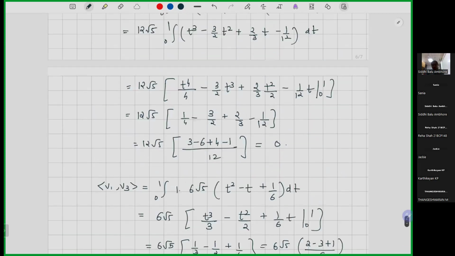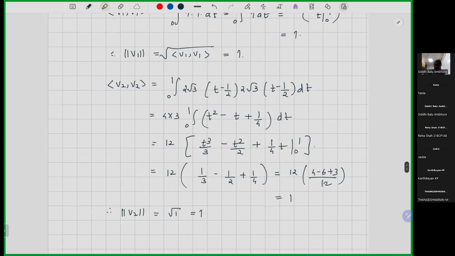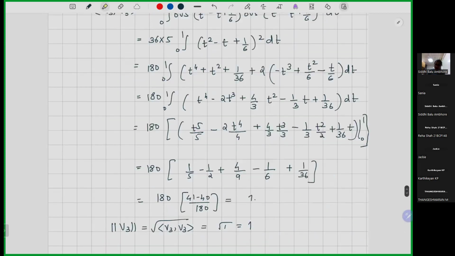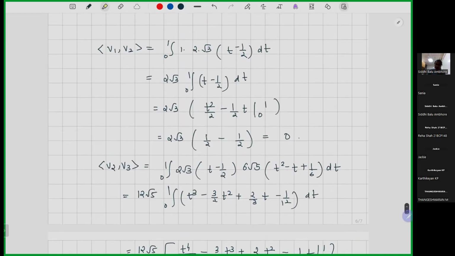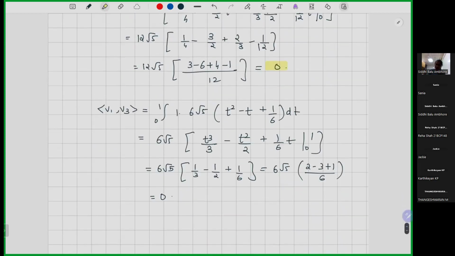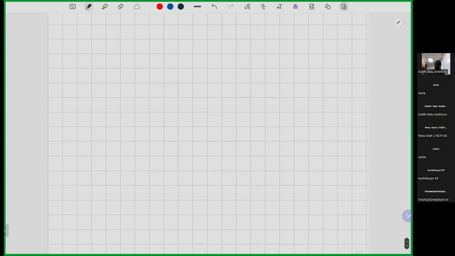Okay, so all the conditions that we got: the norm of V1 is 1, norm of V2 is 1, norm of V3 is 1, and the inner products of V1 and V2 is 0, V2 and V3 is 0, and V1 and V3 is 0. So these elements actually form an orthonormal basis of P2(R). Okay, and now a good question.